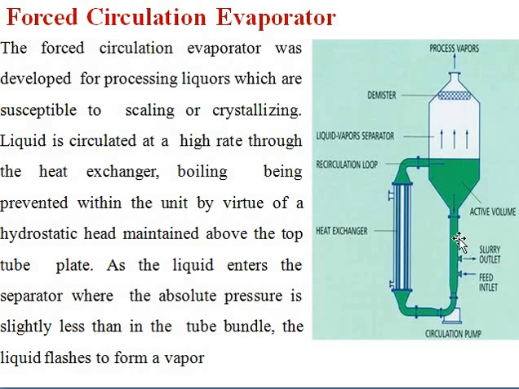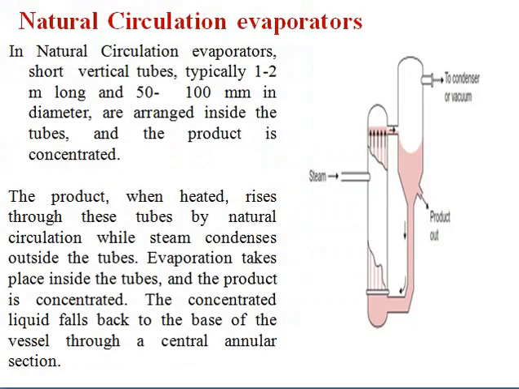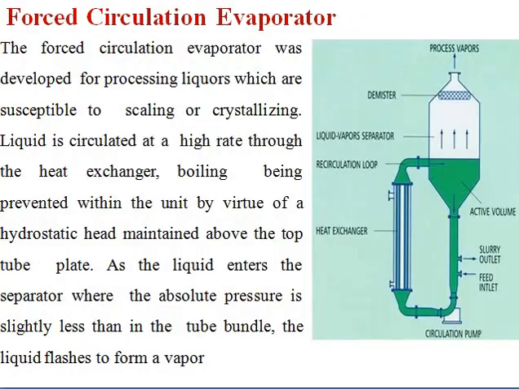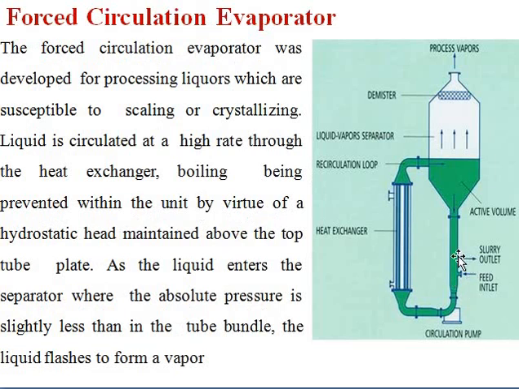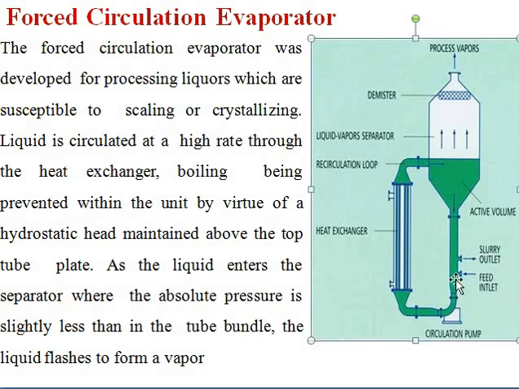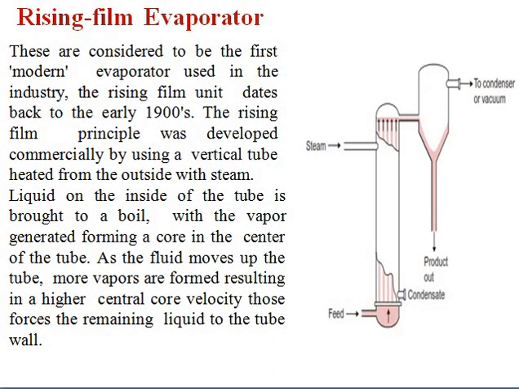You can easily see here the difference between natural and forced circulation: here the recirculation of food is going on, but here there is no recirculation, it is stopped here, clear. So we will remove our concentrated food from here, and we have to feed our food from this section. Next we come to the rising film evaporator.